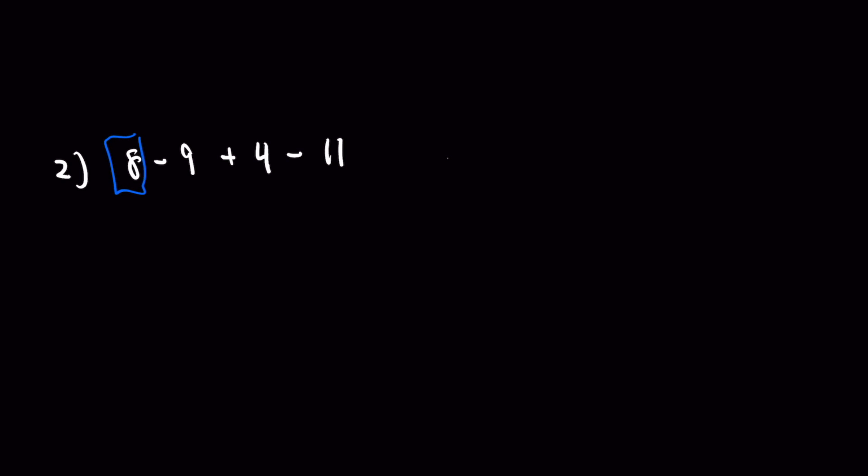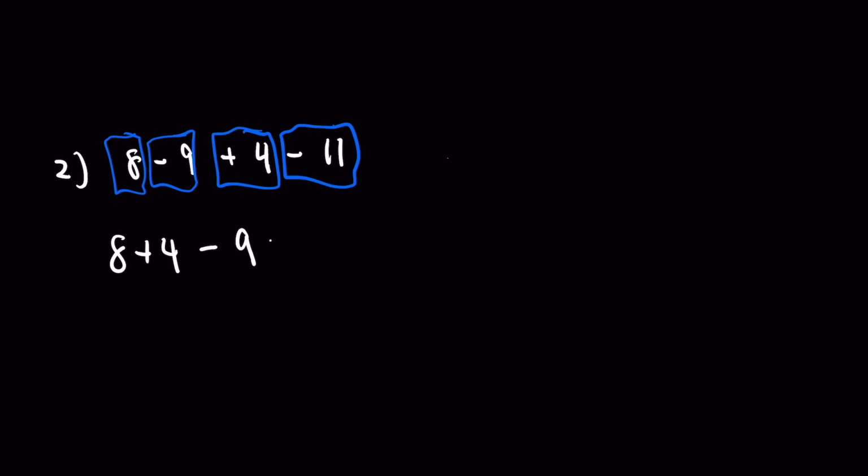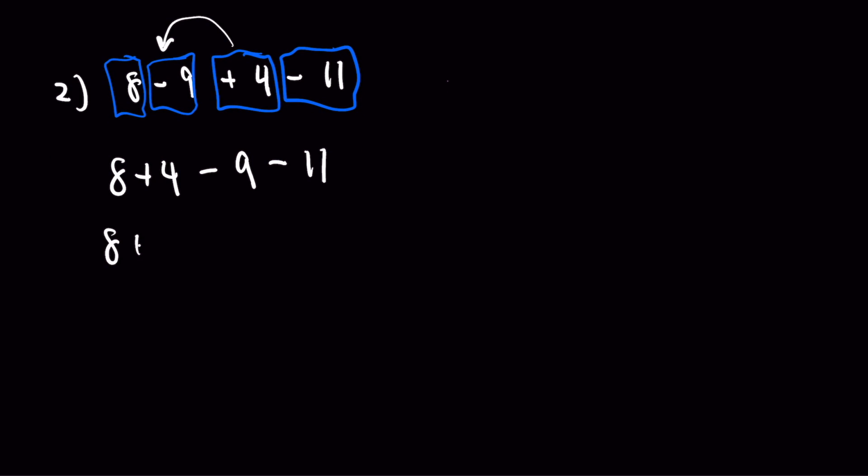So this is positive 8, negative 9, positive 4, negative 11. You can interchange these, any number and sign that you want to, is what I'm trying to say. So what I'm going to do is move things around. I'm going to put the 8 and the positive 4 together. And then I'm going to put the negative 9 and the negative 11 together. It's like this one's moving in between here, and this guy is just sliding over. Now I can think about this as being 8 plus 4 plus negative 9 plus negative 11.